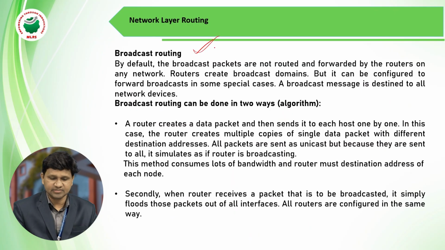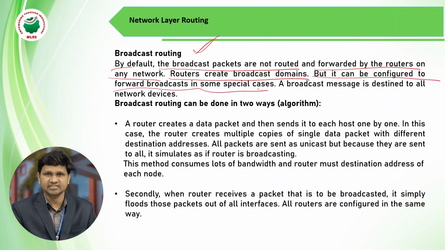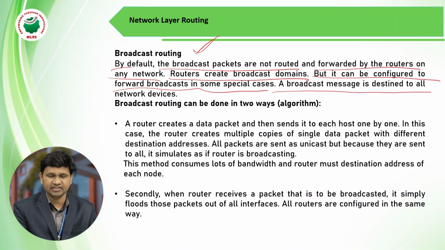Next, broadcast routing. By default, broadcast packets are not routed and forwarded by the routers on any network. So if it is a network, sending and receiving data is obviously possible, right? The routers create broadcast destinations. Now the router itself creates the destination path, but it can be configured to forward broadcast in special cases only. A broadcast message is defined for all network devices.